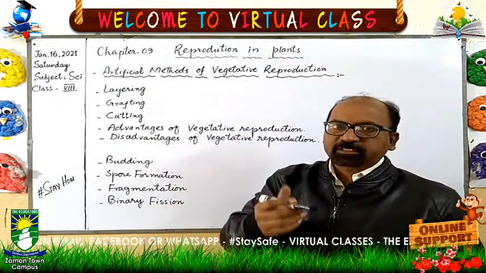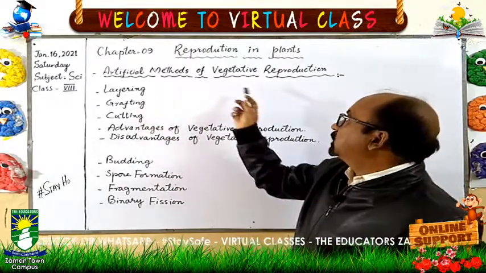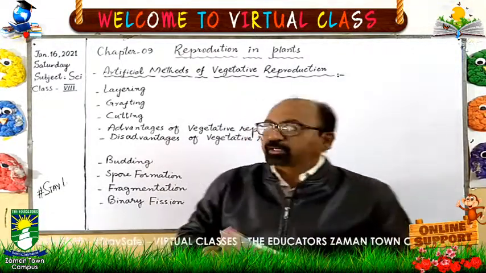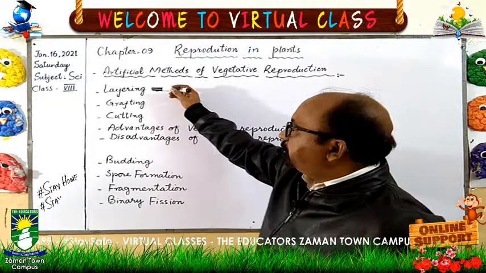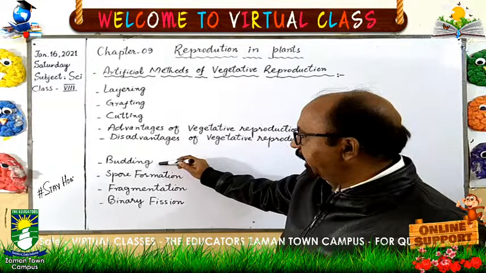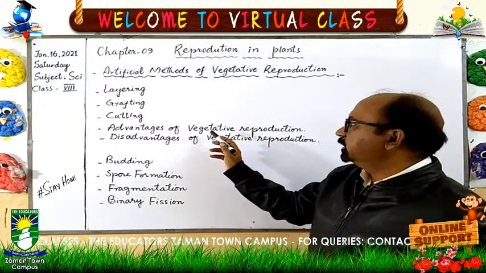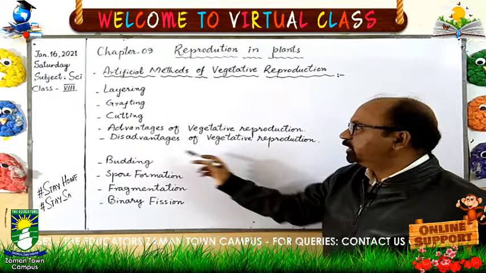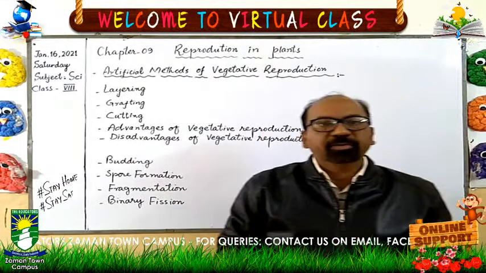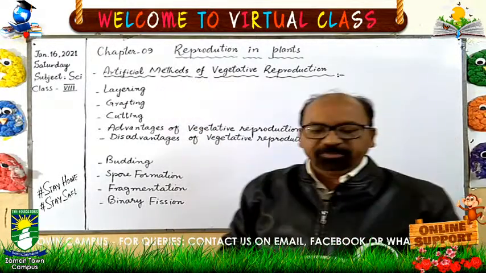And we have discussed a few methods of vegetative reproduction. Today we are going to discuss artificial methods of vegetative reproduction. So we are going to discuss the topics layering, grafting, cutting, budding, spore formation, fragmentation, and binary fission. And we will see the advantages and disadvantages of the vegetative reproduction as well. So let's start from layering. These are different methods which are used as artificial methods of vegetative reproduction.